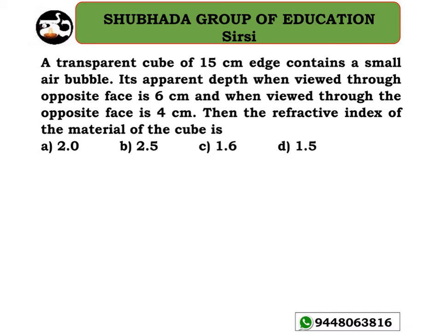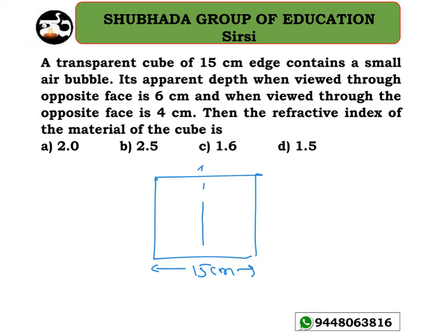The next problem says that a transparent cube of 15 centimeter edge contains a small air bubble. Its apparent depth when viewed through one face is 6 centimeter, and when viewed through the opposite face is 4 centimeter. Then the refractive index of the material of the cube is? Let me draw the ray diagram for this problem. Here is a cube of 15 centimeter edge. Assume that somewhere here is the bubble.